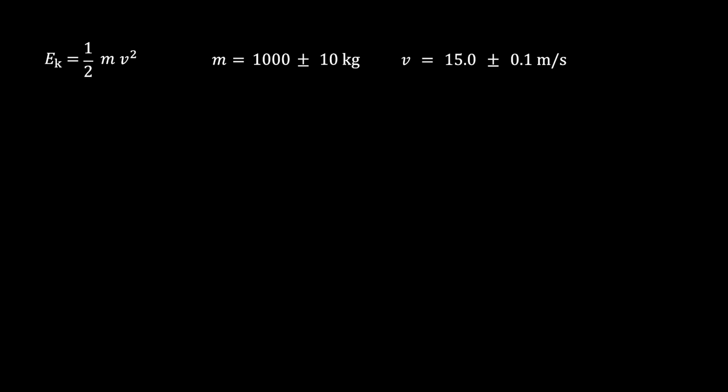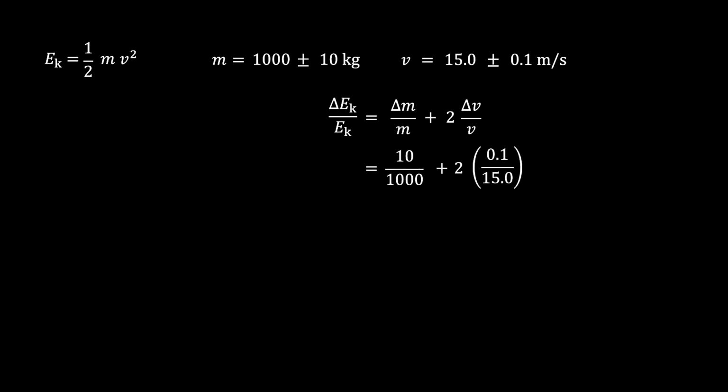So we find it like this: delta Ek over Ek equals delta M over M plus 2 times delta V over V. And if we substitute the values, we will have 10 over 1000 plus 2 times 0.1 over 15.0, which should give you 7 over 300. And therefore, delta Ek is equal to 7 over 300 times Ek.